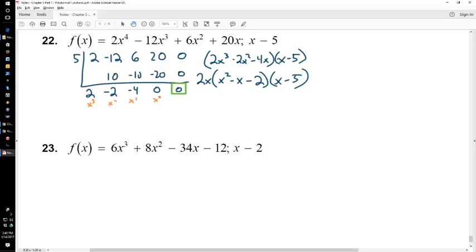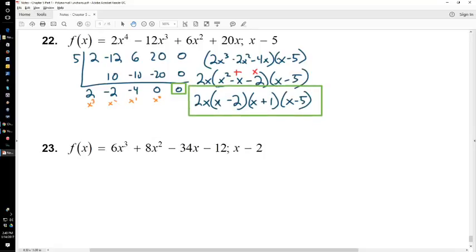We still got an x squared, so we got to still see if we can factor it. So we got 2x, put it up in parentheses. So, two things that multiply to the left, x and x. Two things that multiply to the right, but add up to the middle would be -2 and +1. Those multiply to -2 and add up to -1. So, that is your final answer. 2x, x minus 2, x plus 1, x minus 5.